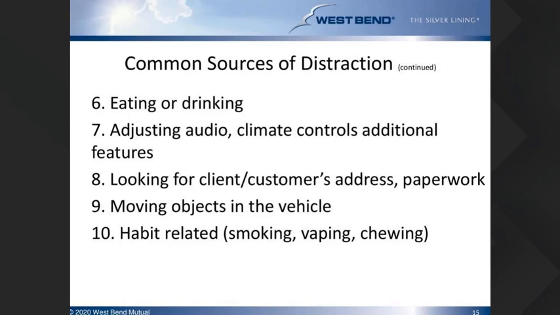Those additional features bring on additional distractions. Looking for a client or customer address or paperwork. We typically see this with some of our delivery services or with some of our social services. If they're looking for a client's address or a delivery address, you're grabbing paperwork, maybe looking at a map book, really honing in on the GPS system as you're getting closer to make sure you don't miss that address. So again, another big distraction.